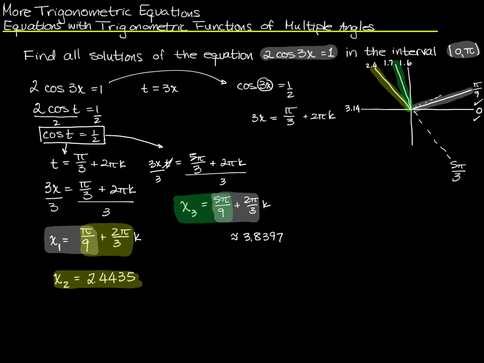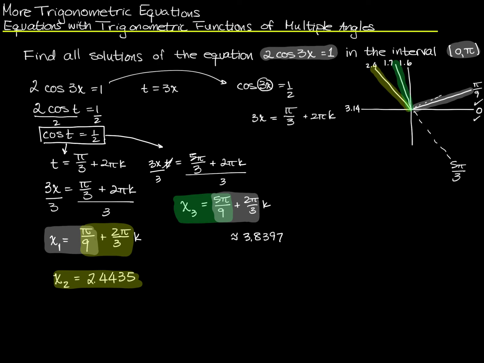And I want all of them. So far I have found pi over 9 and pi over 9 plus 2 pi over 3. Those are those two solutions. And then 5 pi over 9 is this one here. The first solution after 5 pi over 9 is too big. That is 3.8, which is bigger than pi. So I have found 3 solutions between 0 and pi that satisfy this equation. Those are the 3 smallest solutions to this equation.